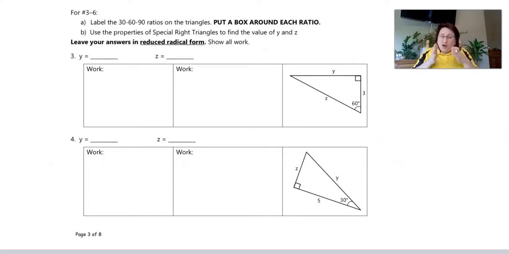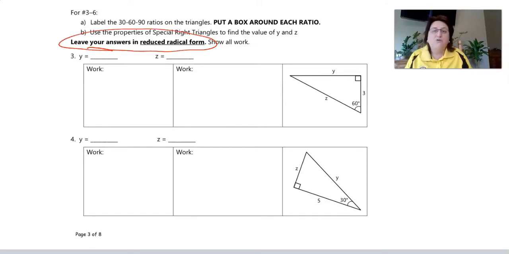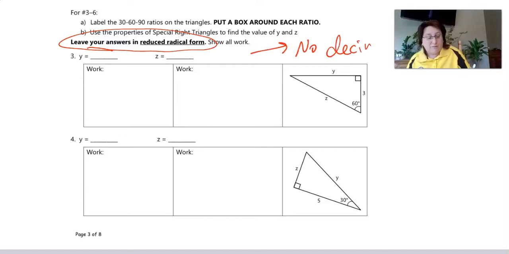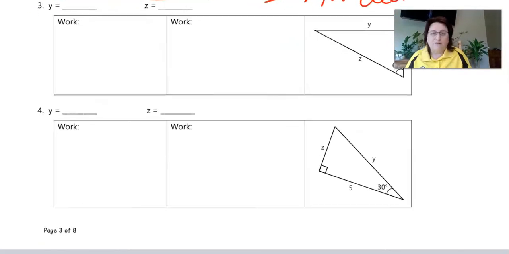We're going to start off easing in. Just like we did with the 45, 45, 90s, the very first thing you're going to do is label your ratios on the triangle and put a box around each ratio. Then you're going to use the properties of special right triangles to solve for y and z. Look right here: leave your answers in reduced radical form for numbers 3 through 6. That means no decimals. We'll be looking for that. No decimals. So number 4, let's go take a look.